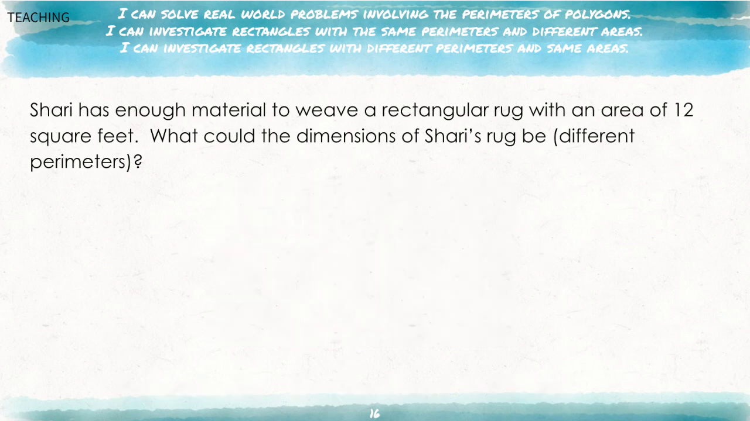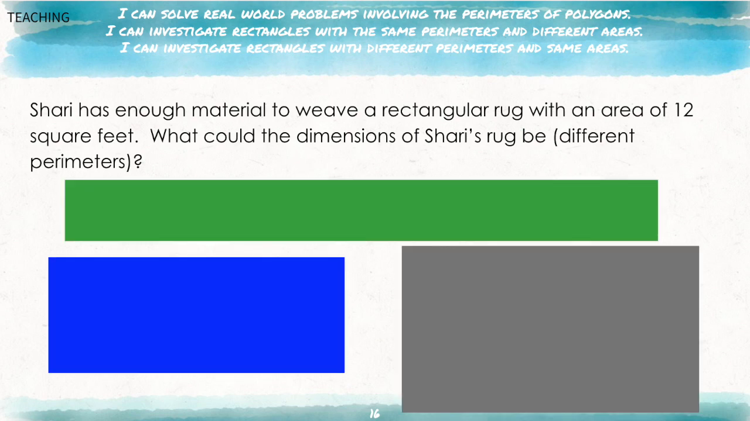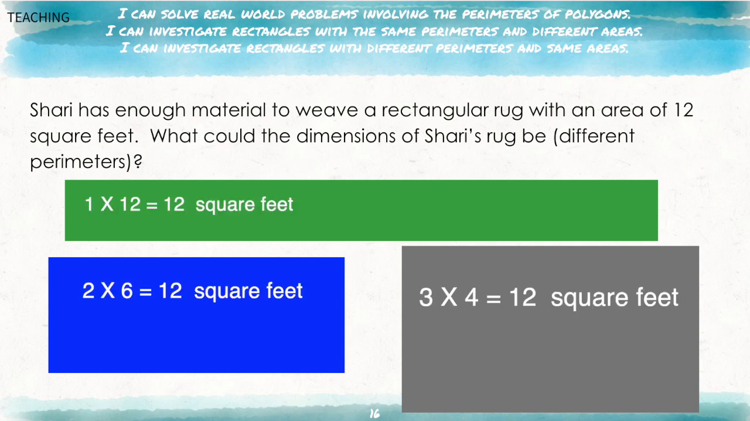So what have we learned? We've learned that all the rugs, the green one, the blue one, and the gray one, all have an area of 12 square feet. But what's important for us to learn here is that just because they have the same area in square feet does not mean their perimeters are going to be the same.